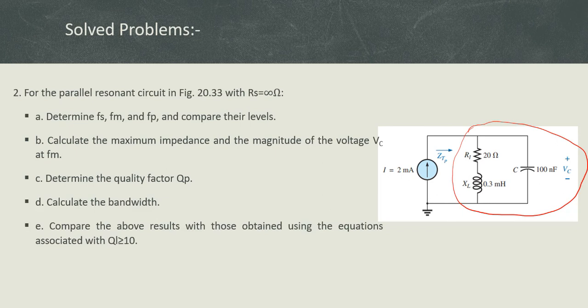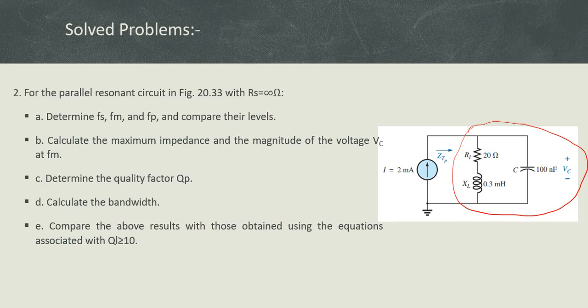In this case, determine the value of Fs, Fm, Fp and compare their levels. And the next one, calculate the maximum impedance and the magnitude of the voltage Vc at Fm. Determine the quality factor Qp, calculate the bandwidth, and compare the above results with those obtained using the equations associated with QL greater than or equal to 10.